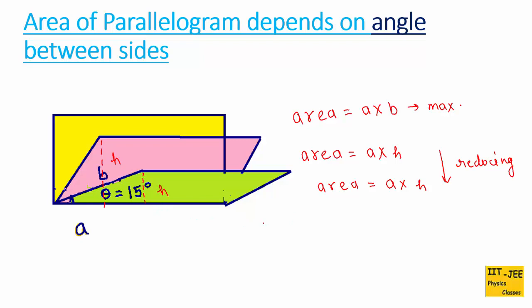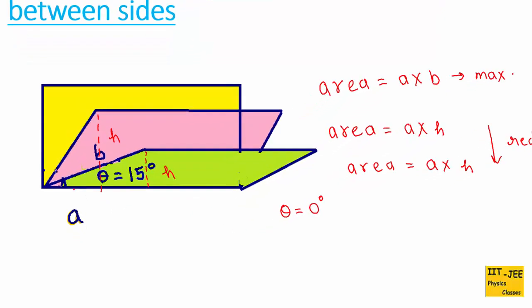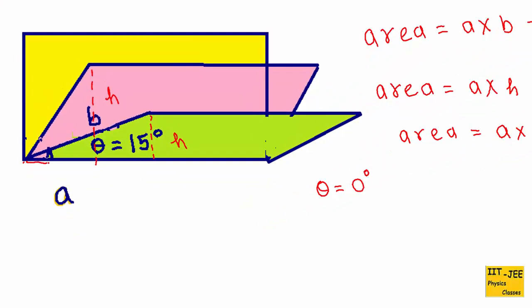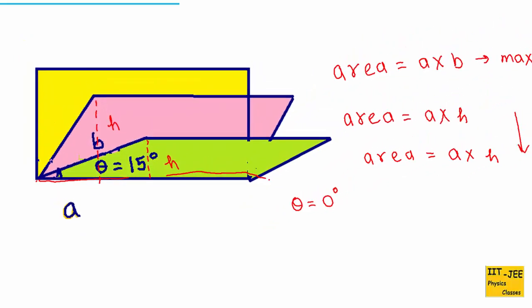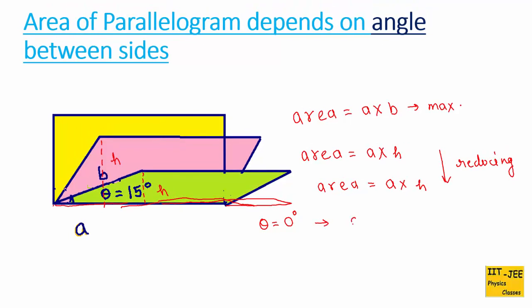If we reduce the angle to 0 degrees, meaning if the angle is 0 degrees, then the parallelogram would look like this. So for a 0 degree angle, the area of the parallelogram would be 0. So the maximum area of any parallelogram having sides A and B would be A cross B, and it could have different areas for the same sides A and B, between A cross B and 0.